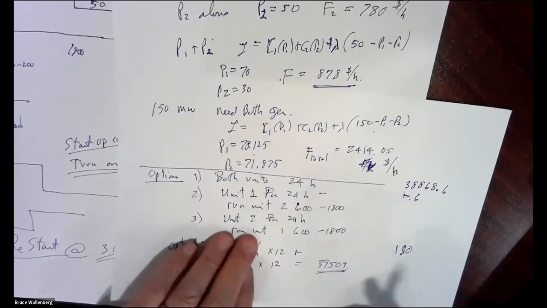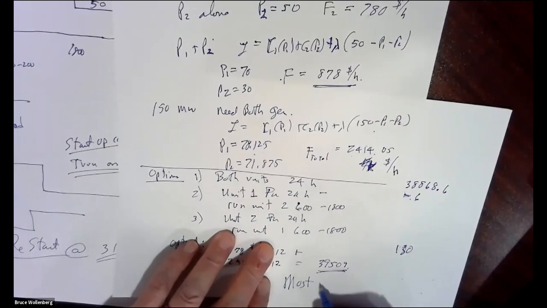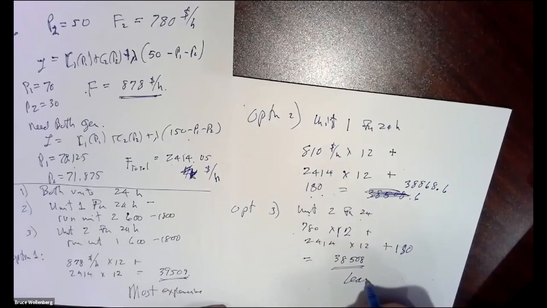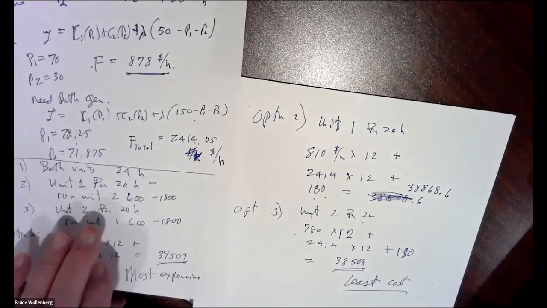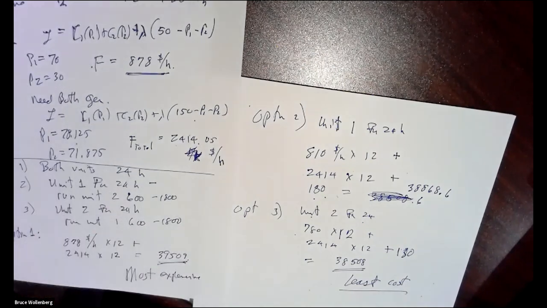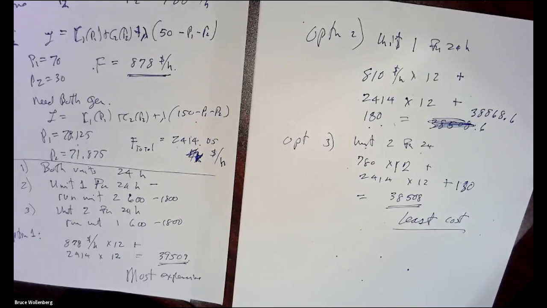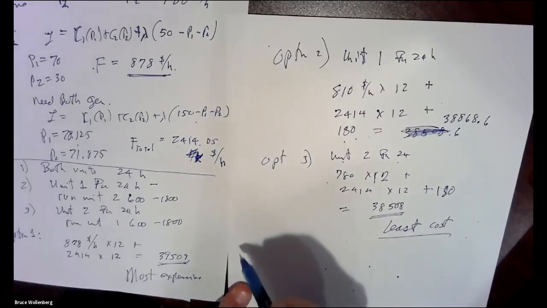Whereas where you run all the units all the time, it's way up, it's 39,509. So this is the most expensive, and this is the least cost. The highest cost is when you run both units. So you might as well turn one off and take the startup cost, as long as you run the cheaper unit for the 24 hours and just commit the next most expensive. Now, this is an interesting example, one of the simplest ways of doing unit commitment.